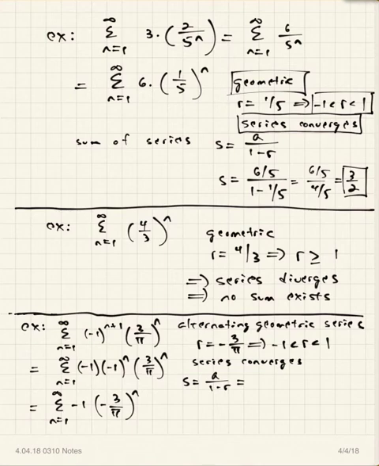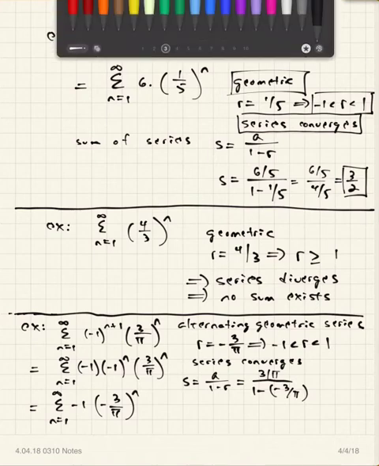And the sum of the series is A over 1 minus R. Remember, A is the first term. So when n is 1, that's our first term here. You get (-1) squared, which is +1, times 3 over pi to the first power. You get the first term to be 3 over pi. And in the denominator, be careful, R is negative, so it's 1 minus (-3 over pi).